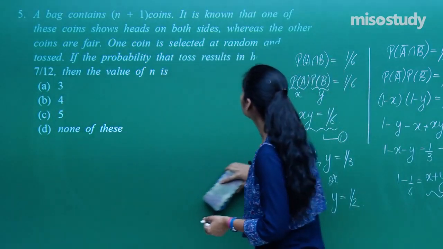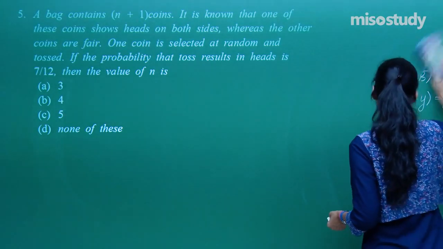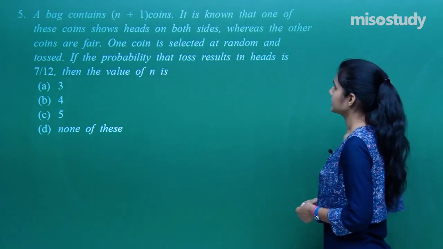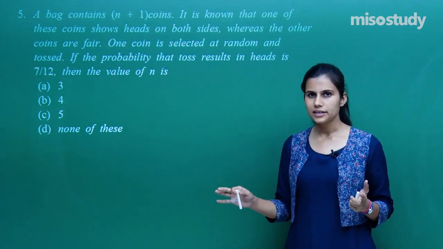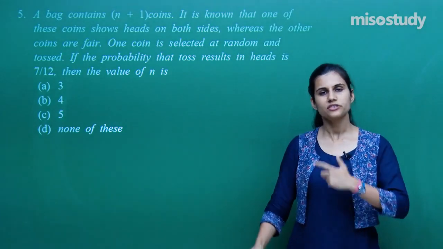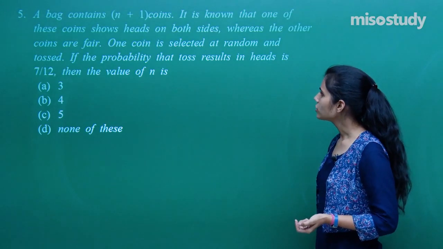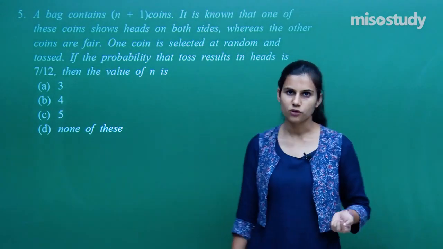So number of coins is given. It is known that one of these coins shows heads on both sides. So it's a biased coin which has head written on both the sides, whereas the other coins are fair. So out of n plus 1 coins, one coin is unfair because it has head written on both the sides, and rest of the n coins are fair coins. One coin is selected at random and tossed. If the probability that toss results in heads is 7 by 12, then what is the value of n?